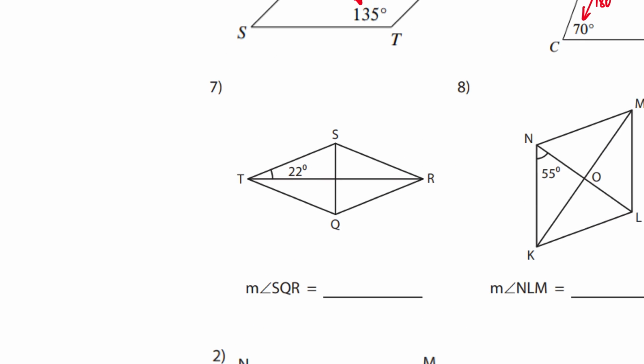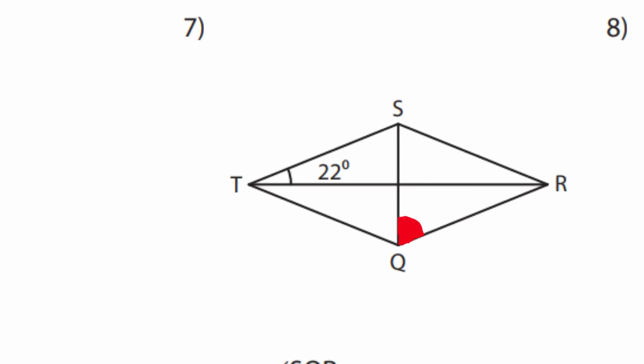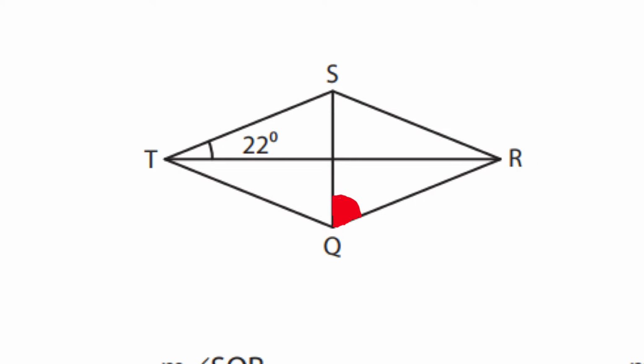Okay, number 7, this is a rhombus, and it says we're looking for angle SQR. So SQR is this angle right here. Now, since this is a rhombus, we know that the diagonals bisect the angles. So if that angle is 22, this angle right here is 22, which means this one's 22, which means this one's 22. This 22 is the one that I'm interested in. It's going to help me out here.